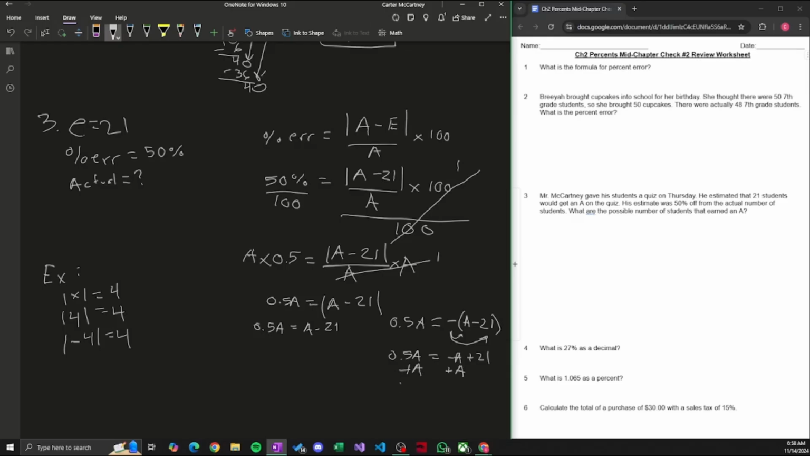And we get 1.5A equals 21. We can solve, we can divide both sides by 1.5. And we get A equals 21 divided by 1.5. 1.5 is really 3 halves, right? So we can change this to 21 over 3 halves. And we know how to solve that. We would do 21. Let's use a different marker.